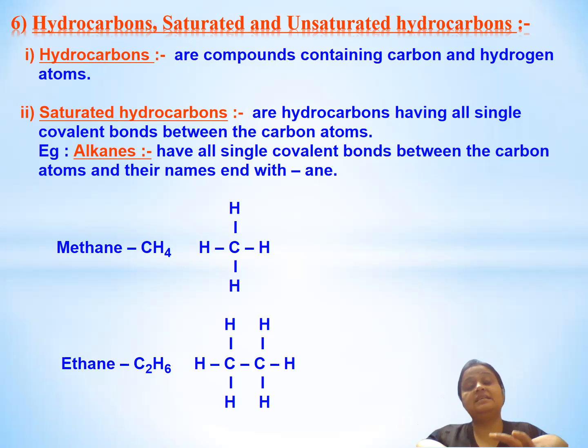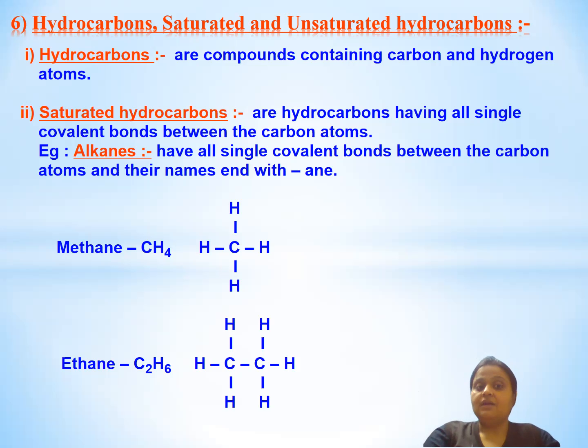Now you can say there are two broad categories of hydrocarbons, saturated and unsaturated. Saturated means all the carbon atoms in that hydrocarbon are having only single bonds. There is no double bond, not a single double bond here. All the elements in the hydrocarbon are connected through single covalent bonds only. Those compounds are known as saturated hydrocarbons.